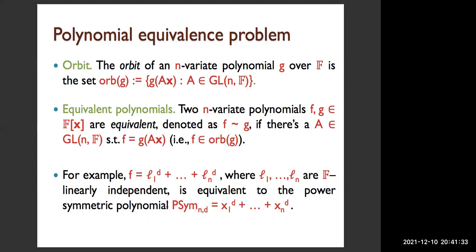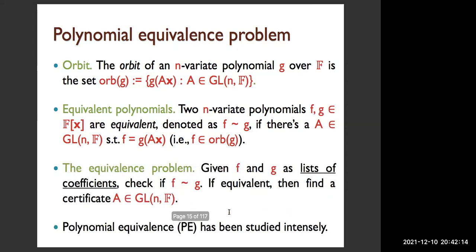Okay, so notice one thing, and this is what I meant in the last slide: if L1 through Ln are linearly independent, then f is equivalent to the power symmetric polynomial, which is defined as just x1 power d plus x2 power d through xn power d. Because an invertible linear transformation is just replacing each variable by a linear form, and these linear forms are linearly independent. So it's a very special case, and we are asking whether we can learn our circuit or learn the Li's in this special case.